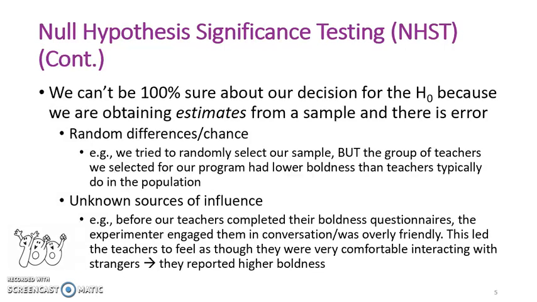Another example could be if there was an unknown source causing some difference in the study, which I didn't account for. So in this teacher boldness example, an example of this would be if, before our teachers complete their boldness questionnaires, the experimenter was overly friendly to the teachers. And so this led the teachers to feel more comfortable in the situation and then increase their boldness measures on their questionnaire. So there are always things that you can't control, and you don't know if those things that you're not controlling will make your estimate too small or too large.